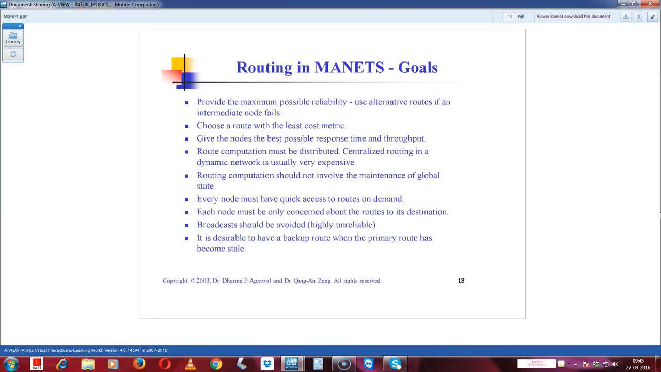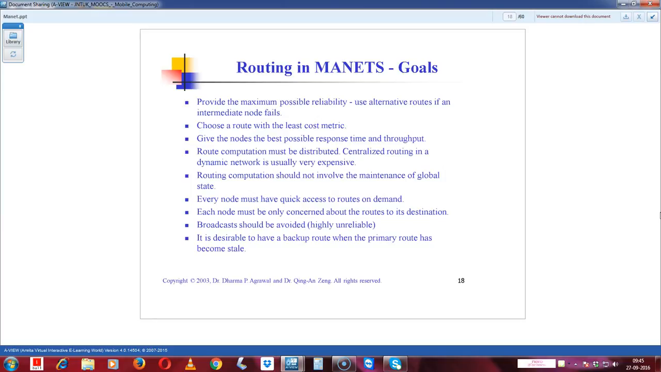Table driven is where you already have routing algorithms and a routing table already there in the database, and nodes can directly communicate, but memory constraints will be there. We will discuss these things. Each node must be only concerned about the routes to its destination.